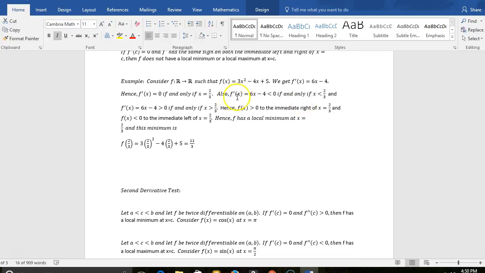So since f prime is negative for x to the immediate left of 2/3, really anywhere to the left of 2/3, f prime is negative. But to the immediate left is what we really care about. F prime is negative, so we're decreasing to the immediate left of 2/3. And in a similar fashion, we're increasing to the immediate right of 2/3. F prime is positive, so we're increasing. And by the previous rules that we laid down, we have a local minimum.